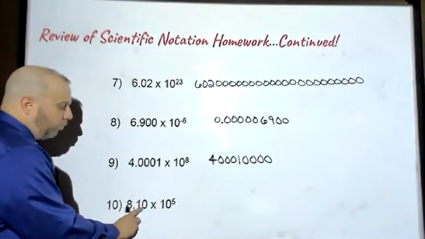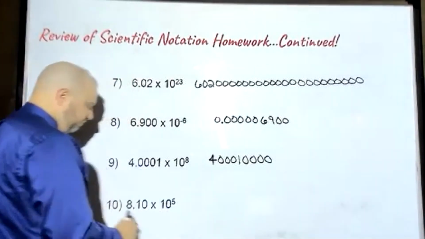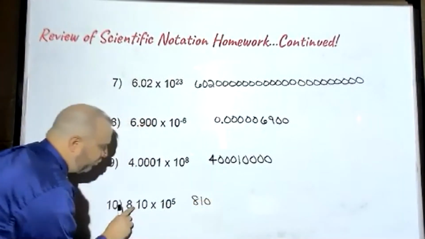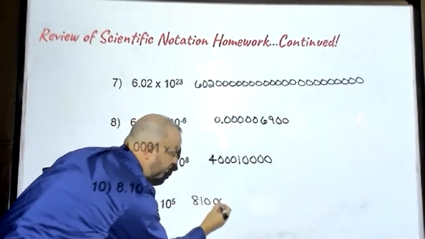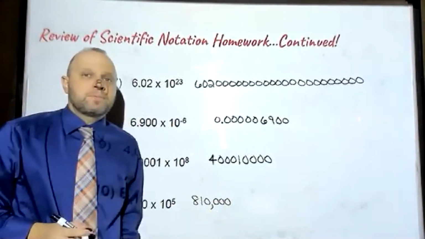We have 8.10. We have a positive exponent, so we're going to wind up with a big number. So we get the number 810. So I've moved it 2 times. Now I need to move it another 3 times to get to 5. So I have the number 810,000.